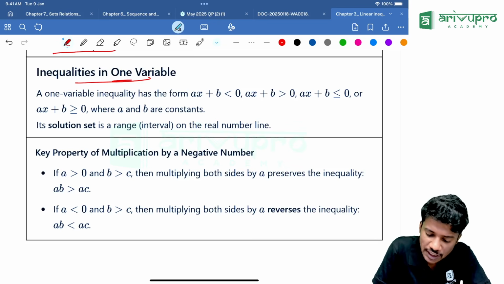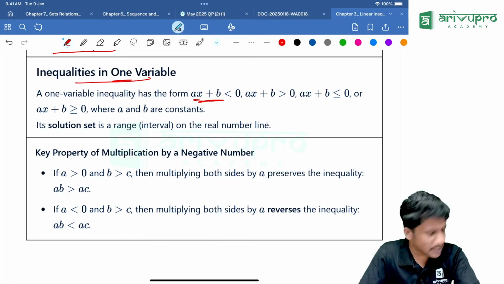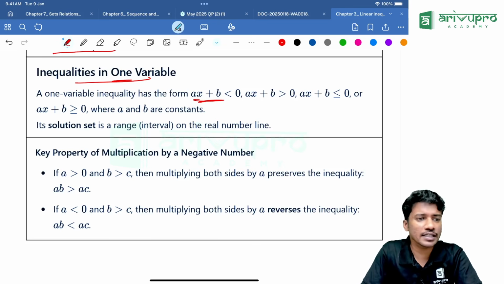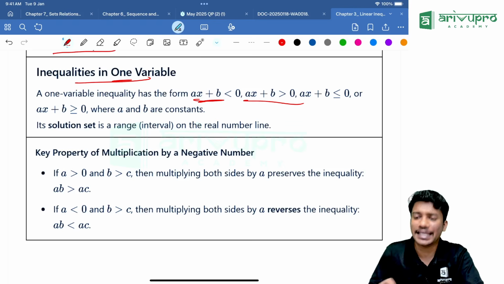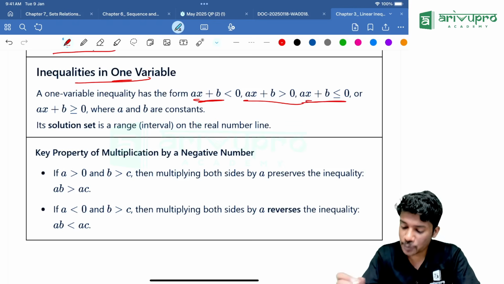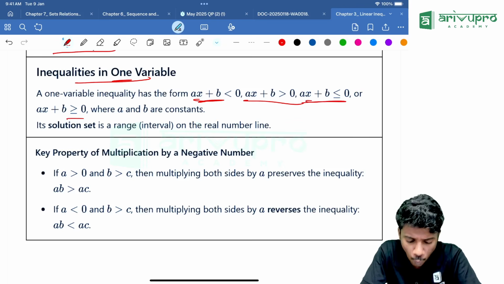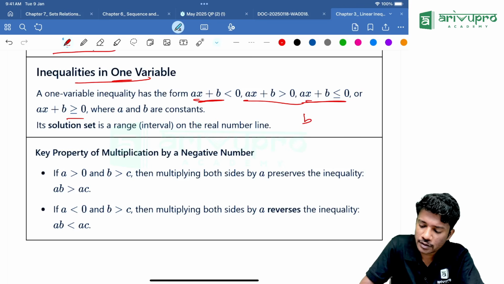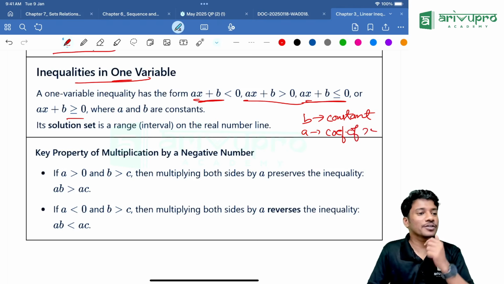Here we are discussing one variable. So usually it is written as what? ax plus b less than 0, or ax plus b greater than 0, or ax plus b less than or equal to 0, finally greater than or equal to 0. What is this b over here? b is the constant value. What is a over here? Constant and coefficient of x. You should tell like that.